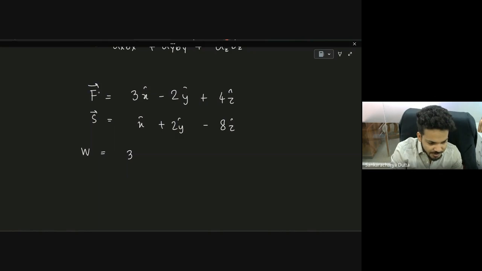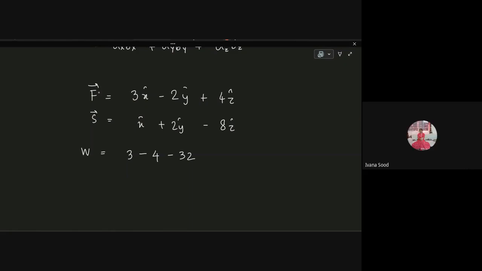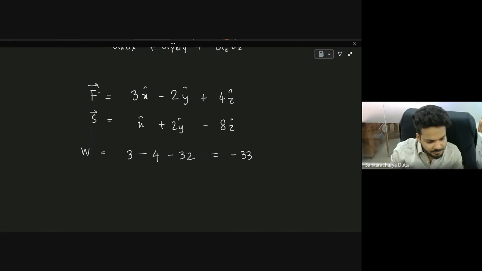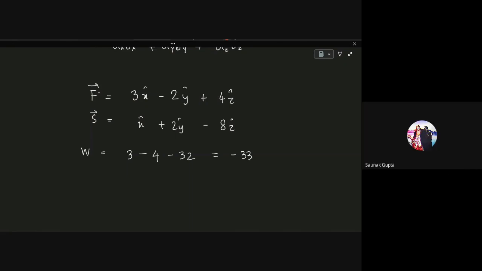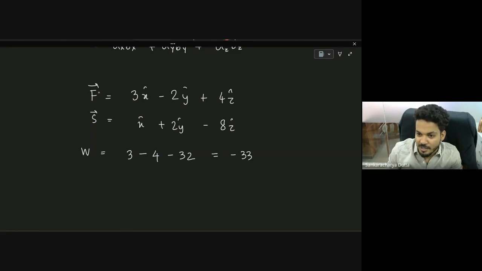So this is 3. From the first multiplication, I got 3. Next multiplication, I got minus 4. And in the next multiplication, I got minus 32. Okay, when we add these, we get minus 33. Minus 33? Yes, sir. Okay. So work done is minus 33. Minus 33 what? Minus 33 joules.